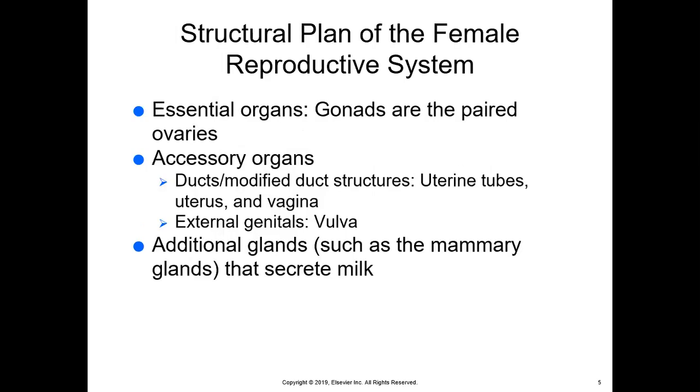Here, the essential organs are the gonads. The gonads in the female reproductive system are the ovaries. Then you have accessory organs. Accessory organs would be the ducts and modified duct structures, such as the uterine tubes, which are also called fallopian tubes, the uterus itself, and the vagina. Then we have the external genitalia, which is the vulva. Additional glands, such as the mammary glands, secrete milk as well.